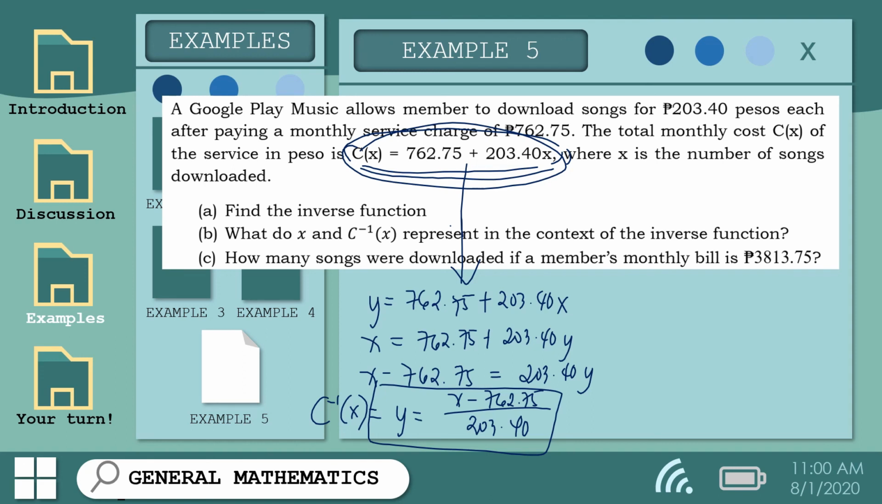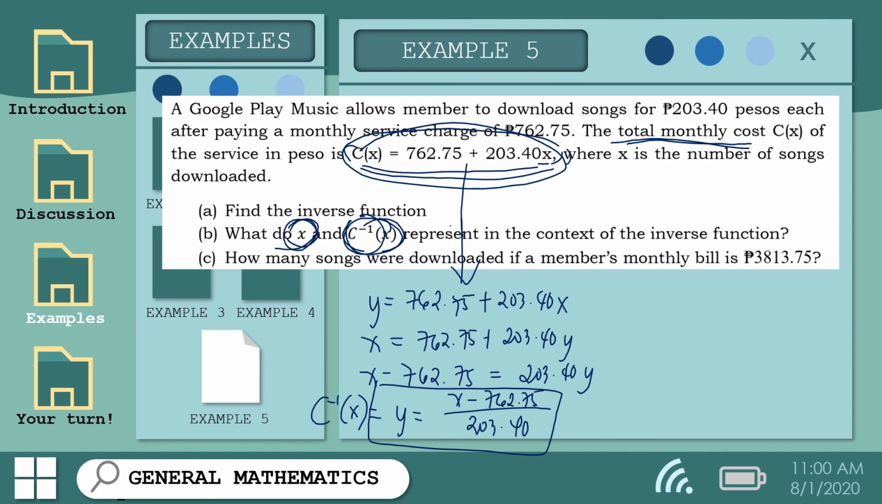Ayan, so since inverse function na siya, ibig sabihin, iba na po yung nire-represent ng x po natin dito. Magkakabaliktad na po siya. Kung yung sa original, ang x will represent the number of songs. Dito naman, yung x na po, ito na po yung ating total monthly cost. At syempre, ang c si inverse of x ay ito na po yung ating number of songs downloaded.